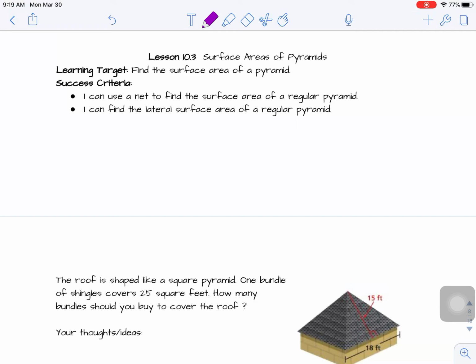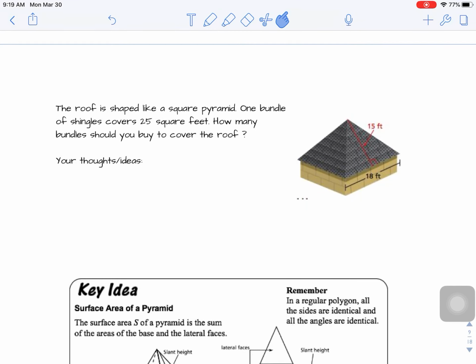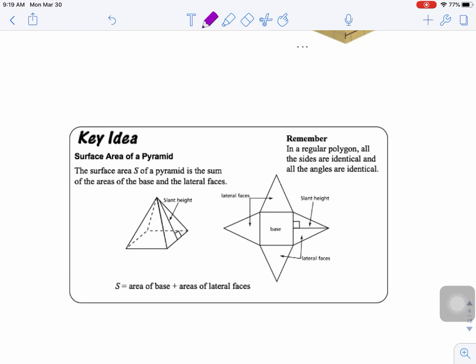All right, so we're going to look at finding the surface area of a regular pyramid using the net and being able to find the lateral surface area of a regular pyramid. Okay, so before we get started with this first problem, let's go ahead and look at the key idea. The surface area of a pyramid is the sum of the areas of the base and the lateral faces. When we're using those words, we can see that the base in this case is a square. Tomorrow we'll look at ones that aren't a square, but today our bases are going to be squares. And then our lateral sides, you'll notice, are all triangles.